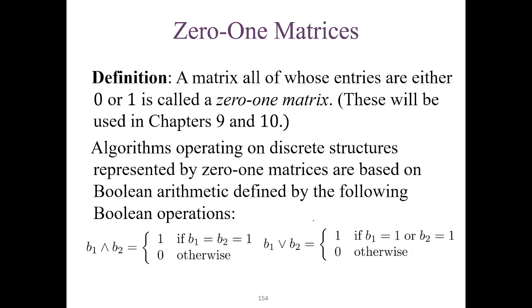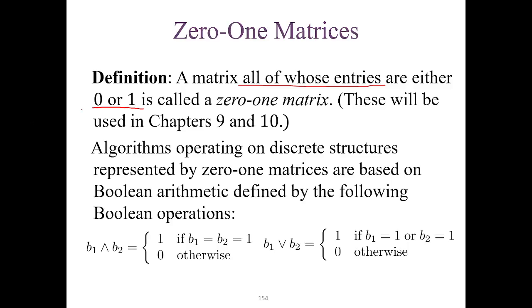Next, let's define a very special matrix, which is the 0, 1 matrix. We call it a 0, 1 matrix when all of its entries are either 0 or 1. So we won't have values other than 0 and 1, like 2, 3, 4, 5. Only 0 and 1 in this matrix, then we call that a 0, 1 matrix.